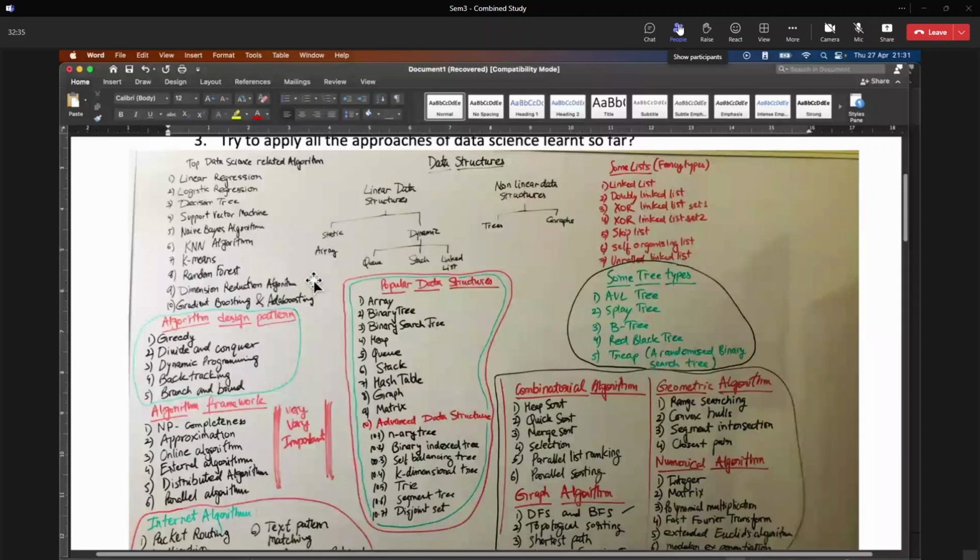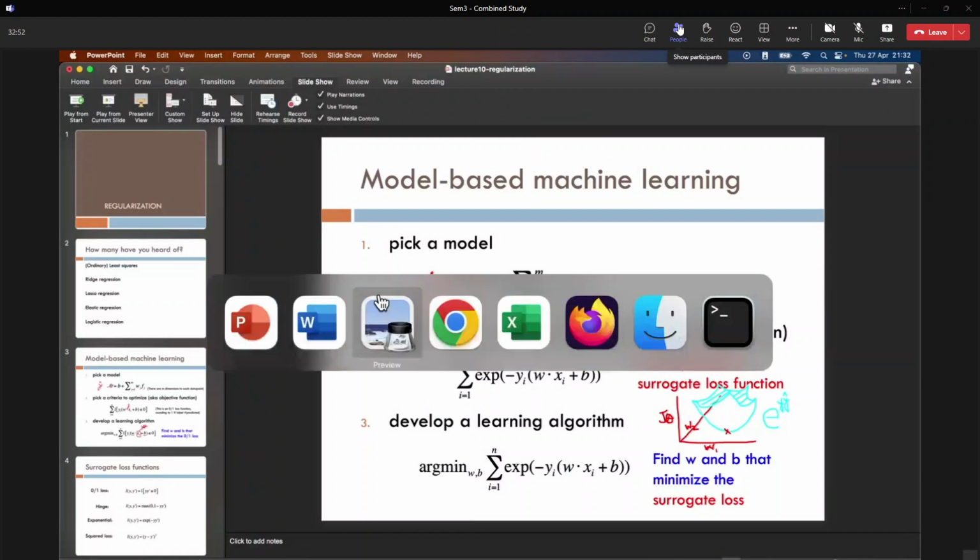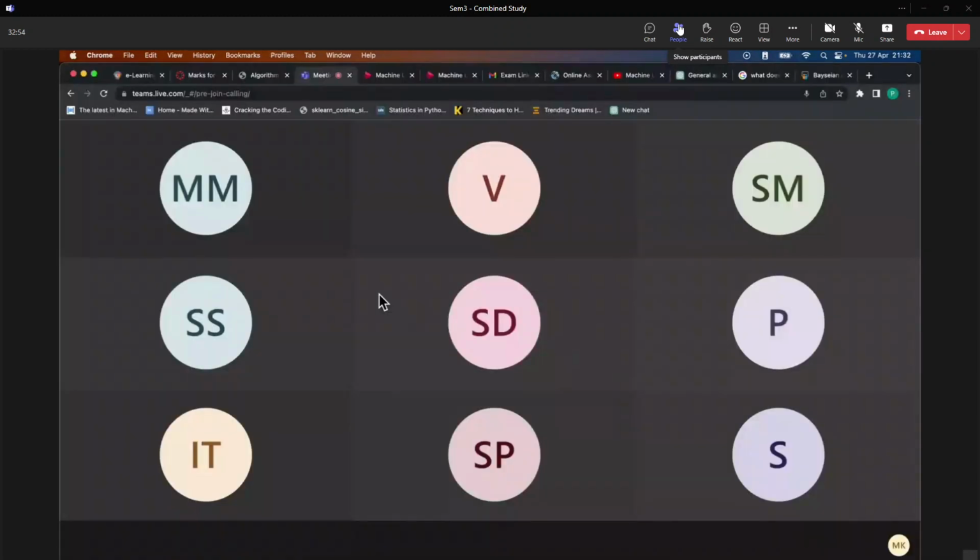Eigenvectors, eigenvalues, SVDs, and then something like the QR technique is also there, no? Can anyone support on this? If anyone remembers, there's one decomposition technique, QR decomposition or something like that.